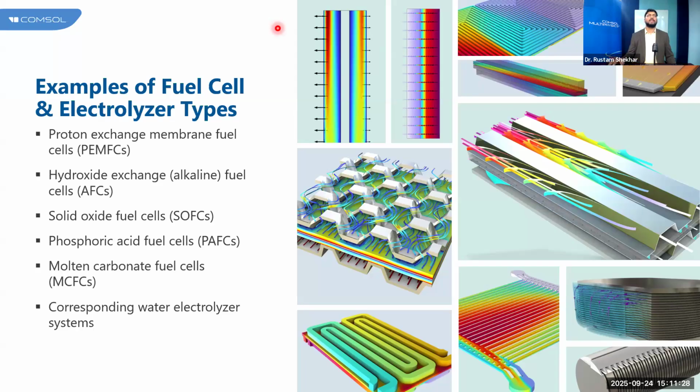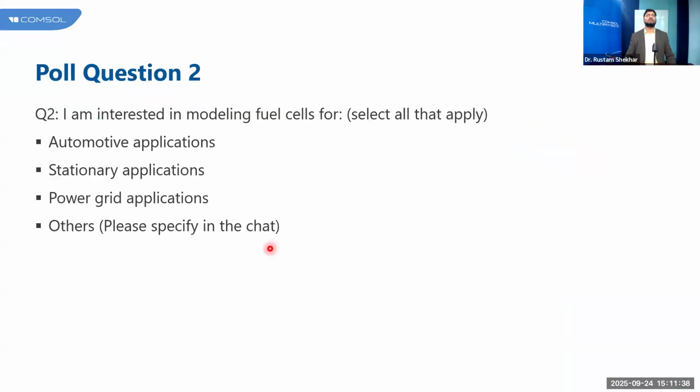To know what people are working on and at what application people may work, we can focus on one particular type of fuel cells. For that, I need one more help from your side, which is answering this poll, where I just want to know whether you want to work on a fuel cell or electrolyzer for a mobile application, which is a vehicle, like a two-wheeler, three-wheeler, four-wheeler, or a larger vehicle like ships, planes. You may work on fuel cells or electrolyzers for stationary applications like power grids, or any other specific application that you can let us know by chat.